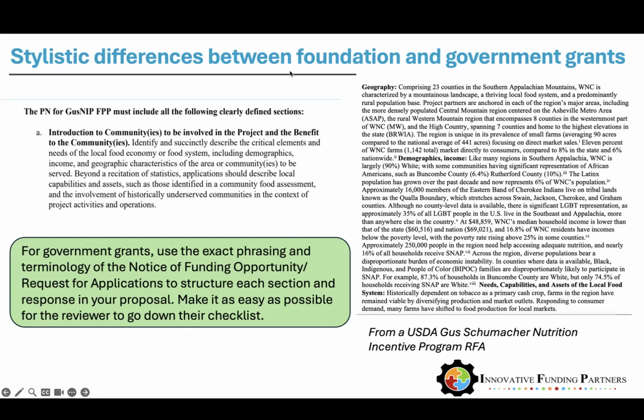As they go down their checklist, they're going to be saying, okay, where did they answer geographic characteristics? Well, here it is. Where did they talk about the demographics and income? Right here. Where did they talk about the needs and assets? Right here. So we typically use this kind of formatting and bolding to be able to guide the reviewer through our proposal. And of course, if you have the space to make paragraph breaks, that's what we do too. But here we had such a tight page limit that we had to put everything together and separate it through this bolding.